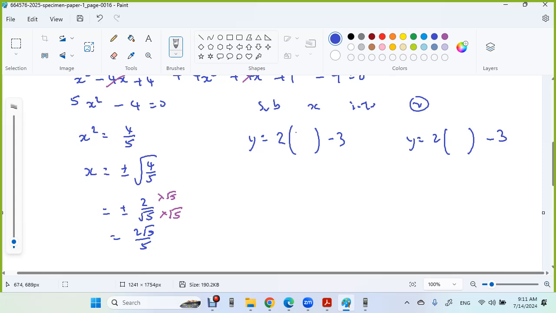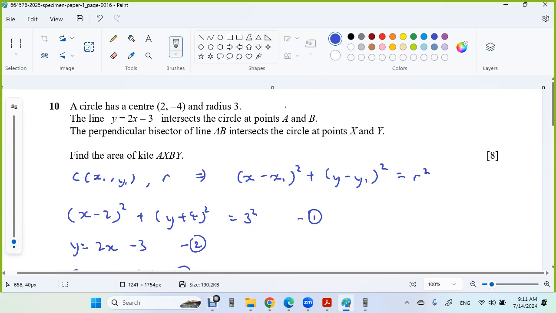So the x is 2 square root 5 over 5, and then the other is negative 2 square root 5 over 5. Then y will be 4 square root 5 over 5 minus 3, and negative 4 square root 5 over 5 minus 3. Okay. And then these are A and B.